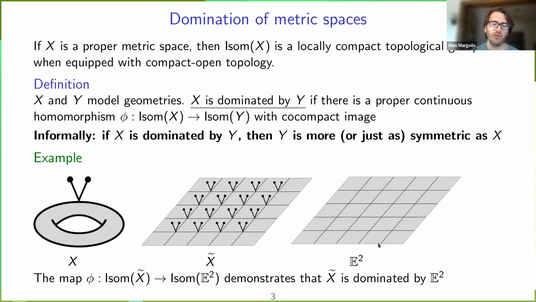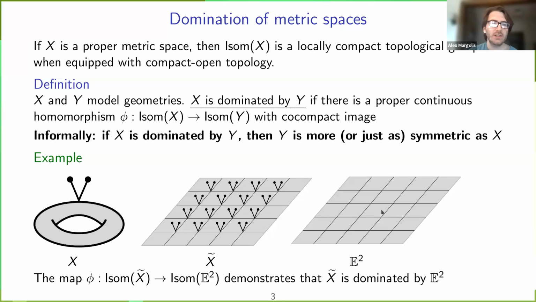It's an uncountable group, but it has a lot more interesting isometries that can't be seen from X tilde, because there are lots of isometries of the Euclidean plane that don't preserve the lattice. So that's the general idea. We get rid of boring isometries and we gain lots of interesting isometries. And so this space X tilde is an example of a space that's dominated by the Euclidean plane.